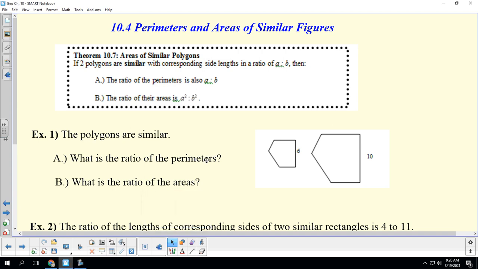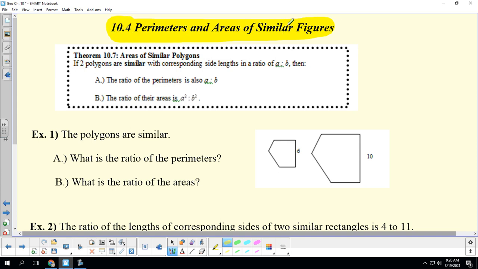Hey, geometry fans, it is me, Mrs. Applegarth, and today we are going to talk about Chapter 10, Section 4, Perimeters and Areas of Similar Figures. Oh my gosh, I love this section.